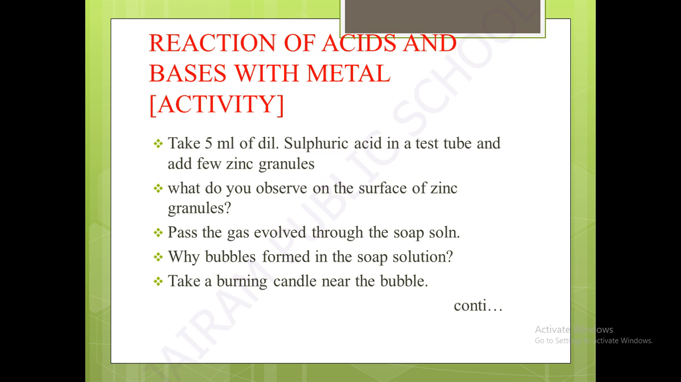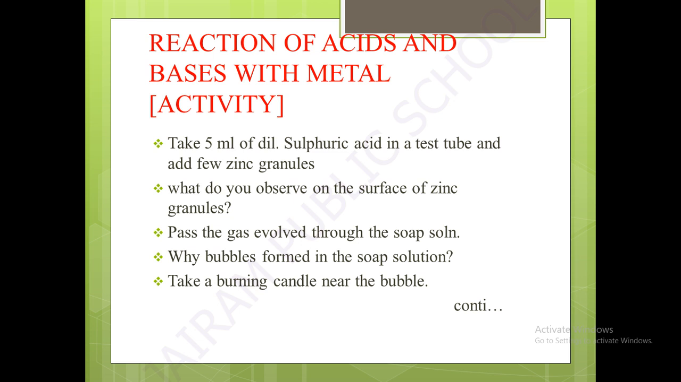The formula of dilute sulfuric acid is H2SO4. And in this test tube we are going to add a few zinc granules. Granules means small pellet-like structures. And next we are going to see the observation: at the surface of the zinc, what we observe. Some gas will come out of the test tube, and that gas, with the help of the delivery tube, we pass into the beaker containing soap solution.